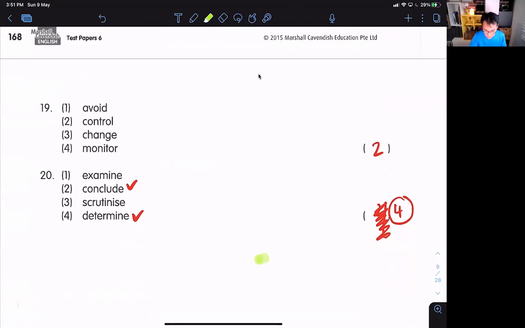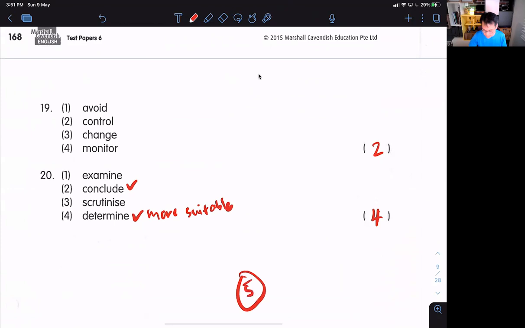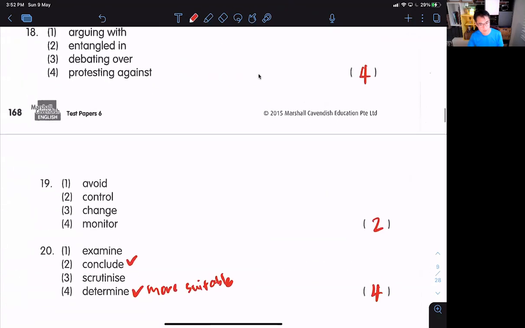And I'm going to go ahead now and erase this because it looks very untidy. I'm just going to write 4 because I've determined that 4 is more suitable than 2. And therefore, I'm going to give myself an answer out of 5. And again, very confident my answers are correct.